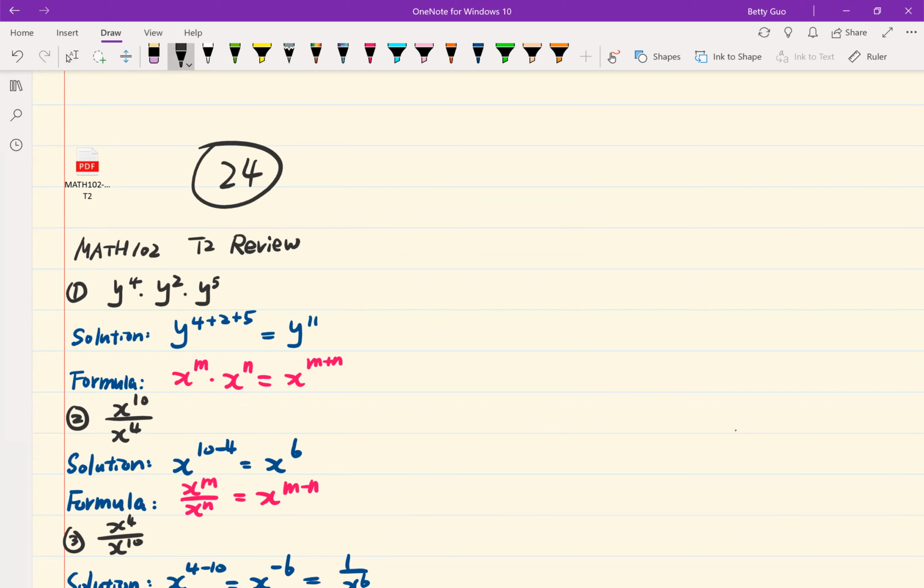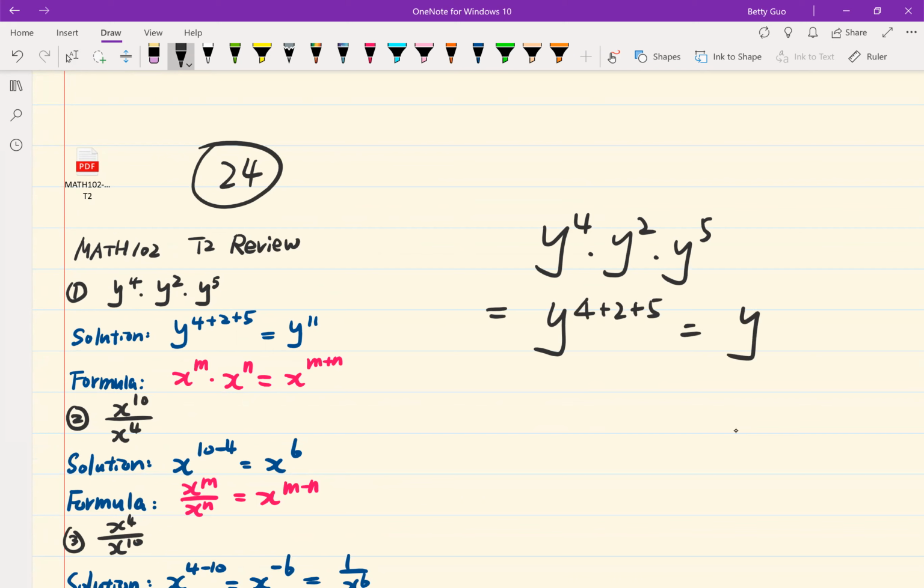Number one, we have y to the power 4 times y to the power 2 times y to the power 5. Multiply powers with the same base. We keep the base and add the 3 exponents, 4 plus 2 plus 5. We have y to the power 11.